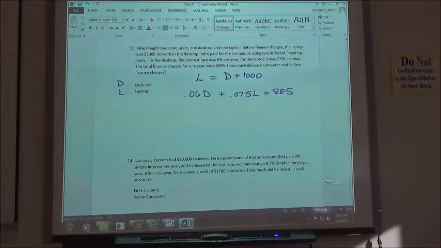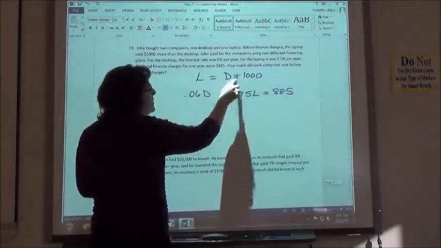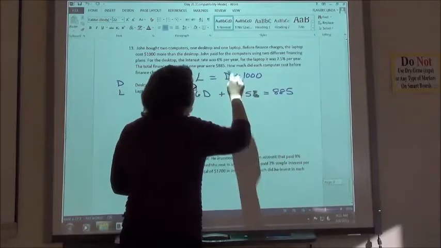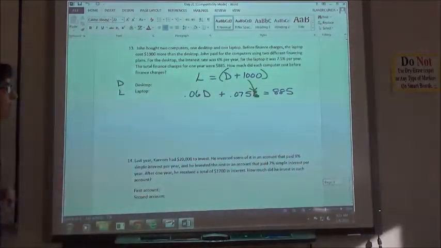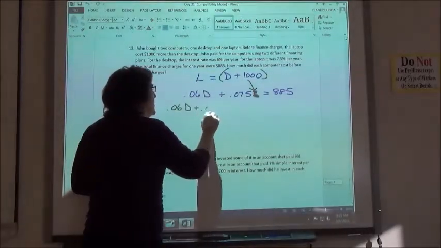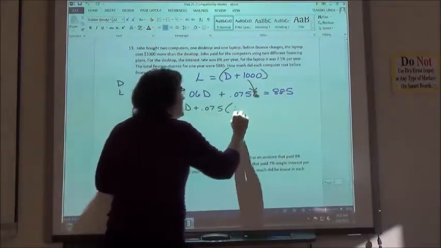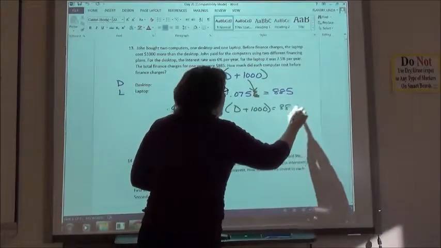So again, we're going to solve by substitution. We're going to replace the L with our D plus 1,000. So L is equal to that. We're going to get rid of the L, put the D plus 1,000 in its spot. So 0.06D plus 0.075 times (D plus 1,000) equals 885.